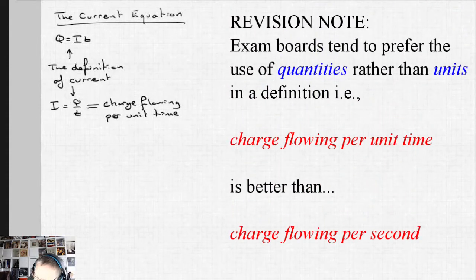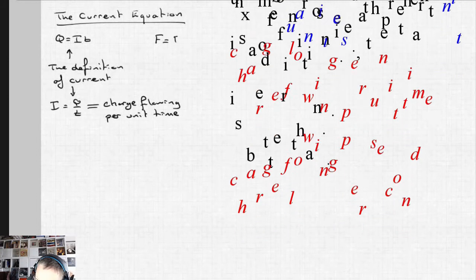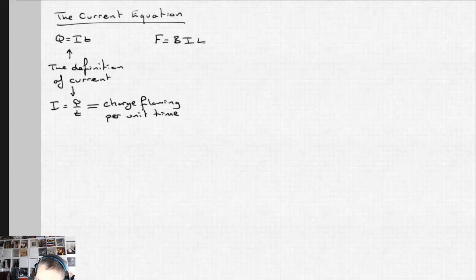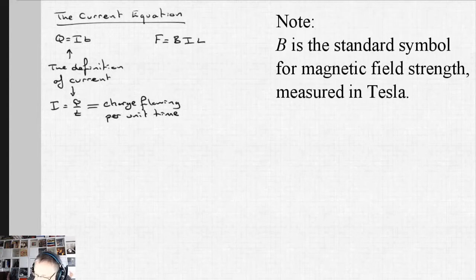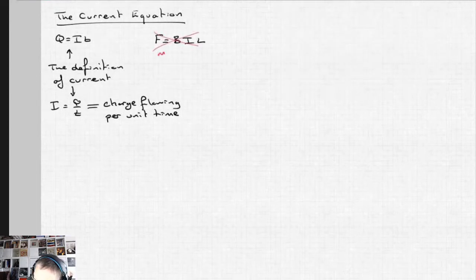Okay, now there are other equations that have got current in them, like for example, F equals BIL, but that equation is nothing to do with DC electricity. That's to do with magnetism. I'm just going to put a line through that. That's magnetism. But at this moment, I want to talk about electricity and the flow of current.